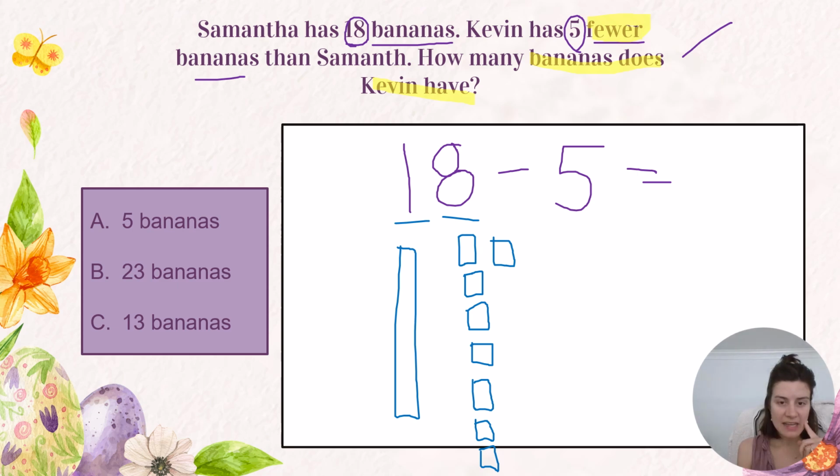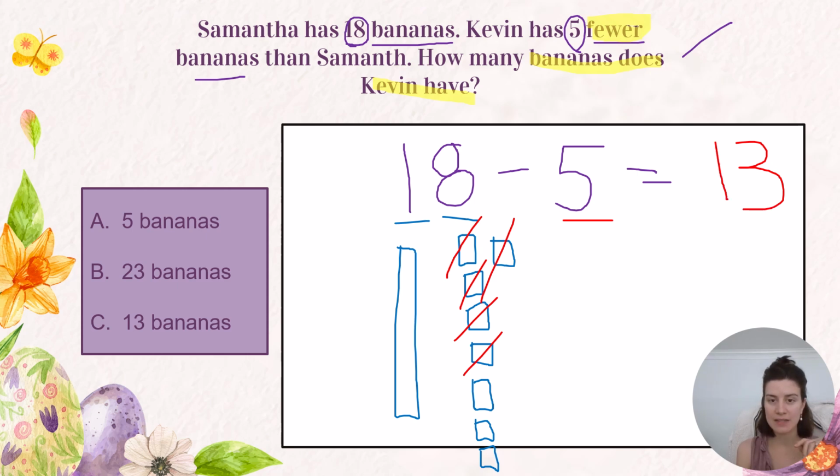Okay, I'm taking away how many ones from 8 ones? I'm taking away 5 ones from 8 ones. So let's do that. 1 one, 2 ones, 3 ones, 4 ones, 5 ones. How many ones do I have left? I have 3 ones left over, and I have 1 ten left over, right? Because with my second number, there was a 0 and there was no tens place, just 5 ones. So 18 minus 5 equals 13 bananas.